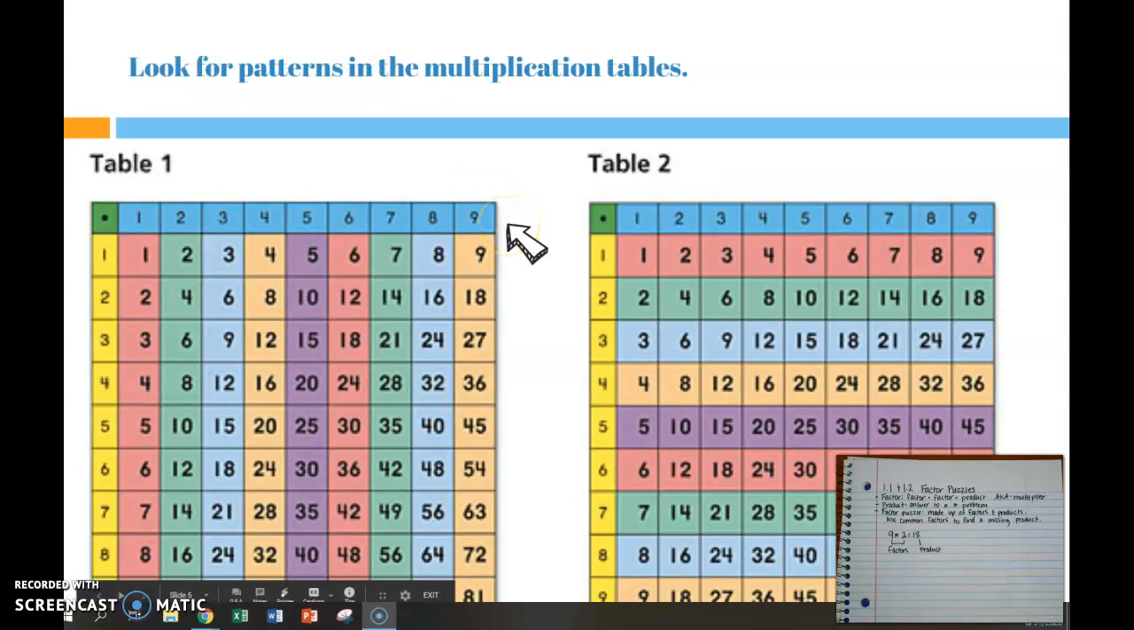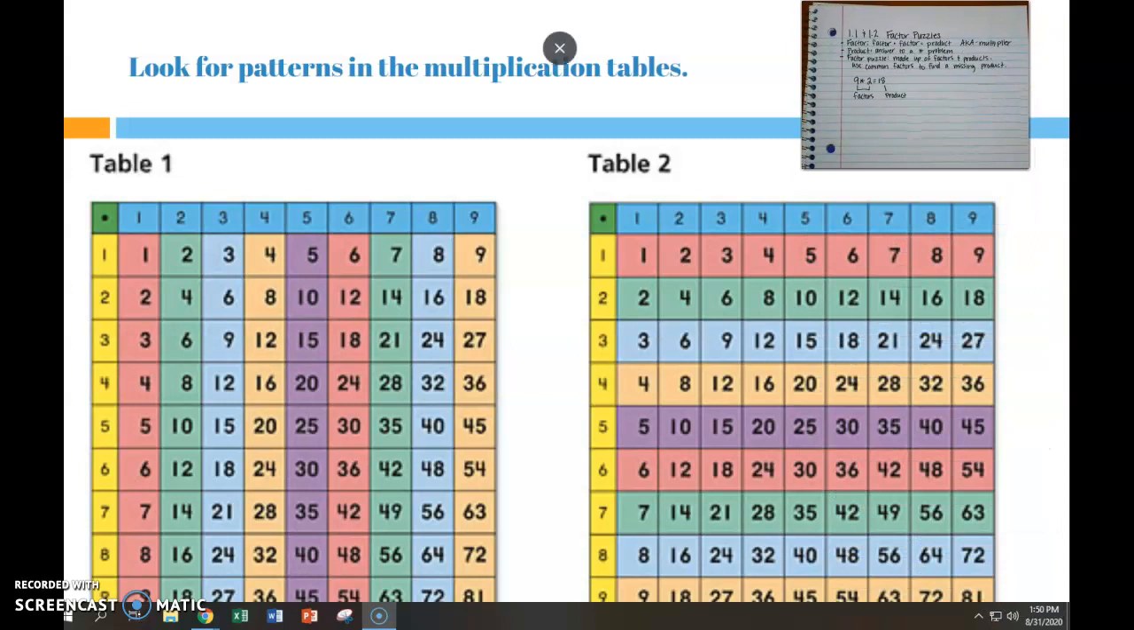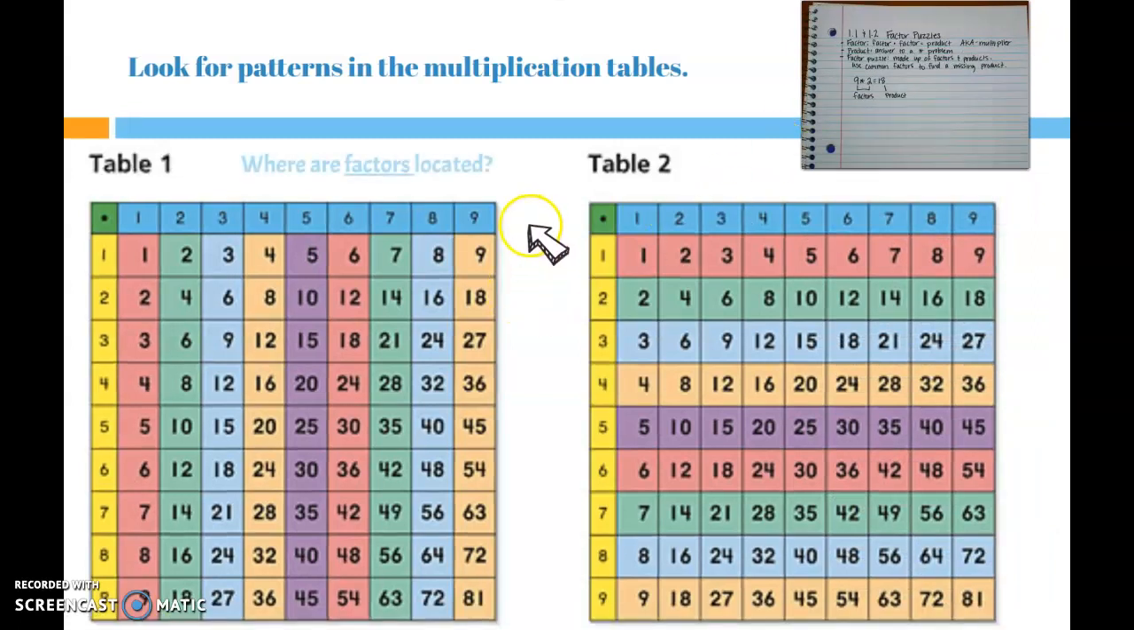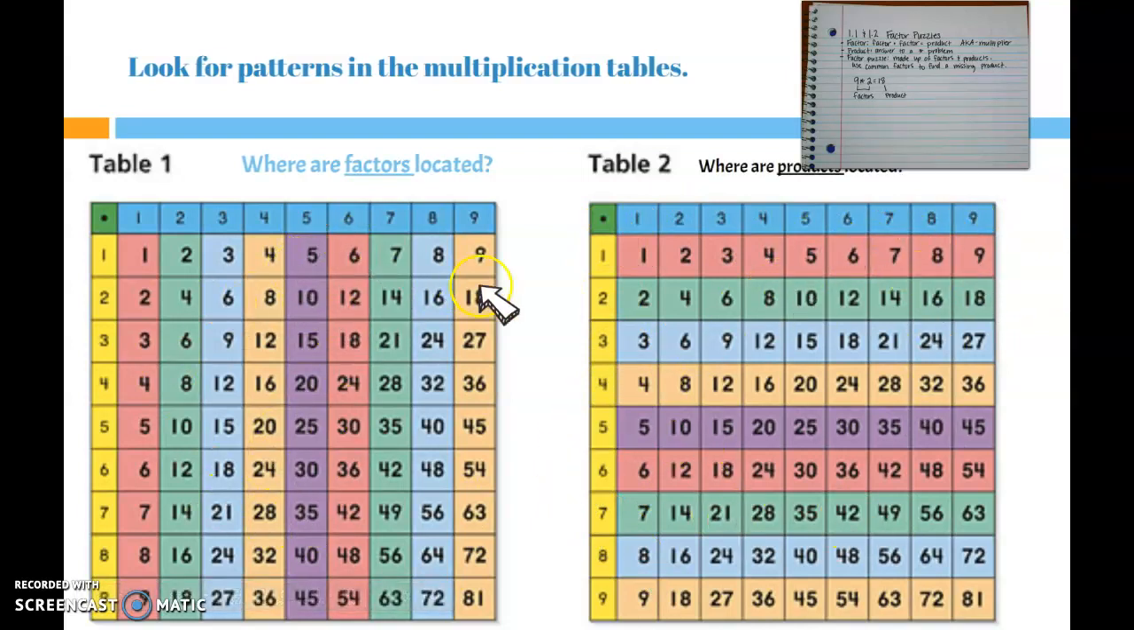If we look at our multiplication tables, we need to look for patterns and see where these words that we have written down up here fall into our multiplication tables. So where would factors be located? I want you to think to yourself for a second. Remember, factors are the numbers you multiply by each other to get a product. So your factors on table 1 and table 2 are both around the outside. Your products are then located in the middle of both tables.